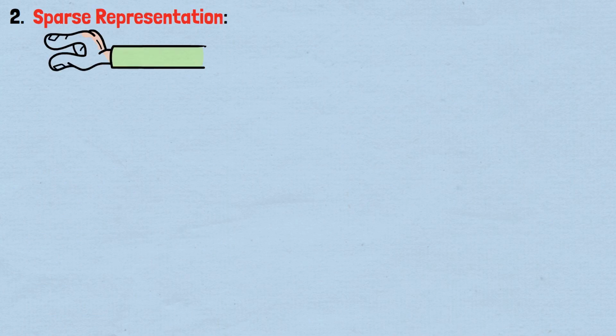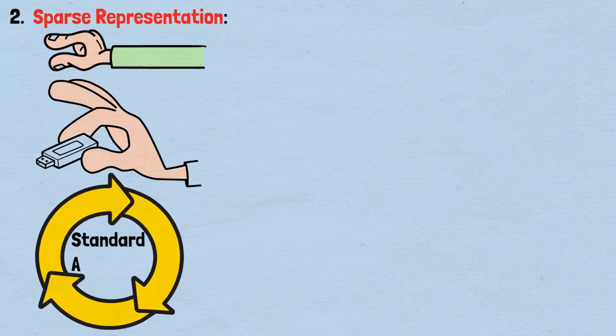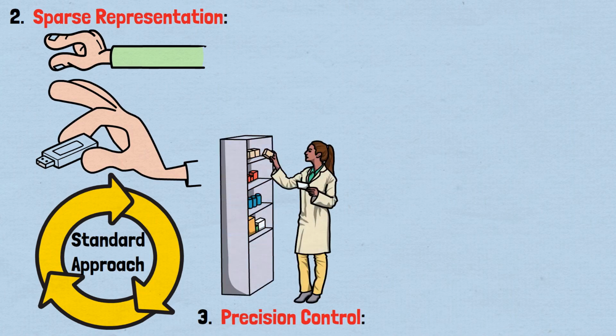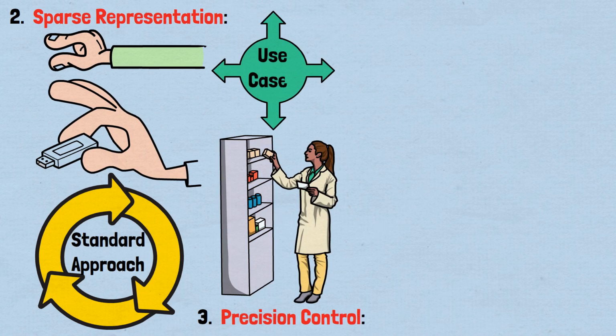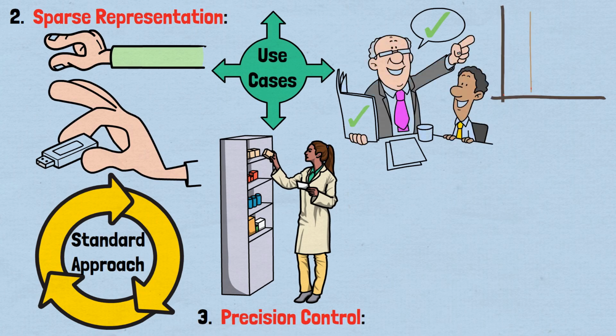2. Sparse representation. For small cardinalities, Google's implementation uses a more memory-efficient representation, switching to the standard approach only when necessary. 3. Precision control. Google's version allows adjusting the number of buckets based on the required precision, making it adaptable to different use cases. One of the most valuable features of HyperLogLog isn't just its efficiency, but its mergeability.